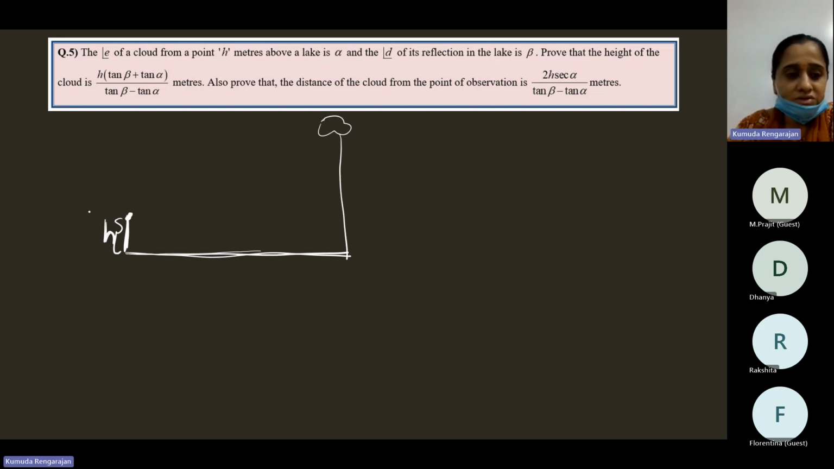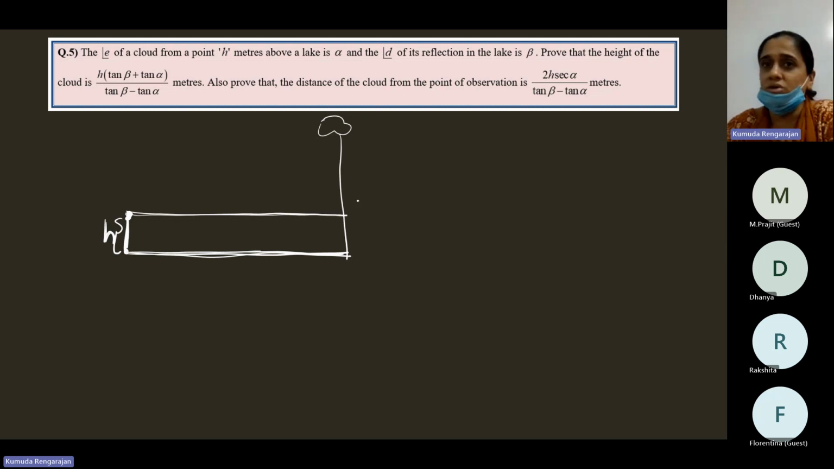Now, this is the position of the observer. So the line drawn through the eye of the observer will serve as the horizontal. This is the surface of the water. This will not serve as the horizontal because he's not looking from here. He's looking from here. He's h meters above the lake. So this line through the eye of the observer will be the horizontal. The angle of elevation of a cloud from a point h meters above a lake. That point is h meters above the lake, not the cloud.